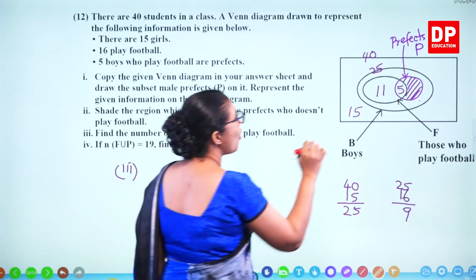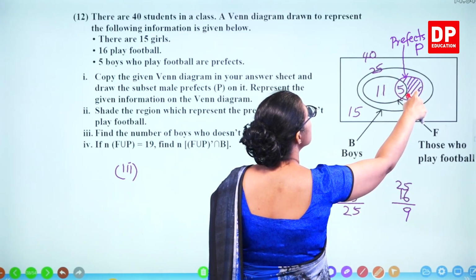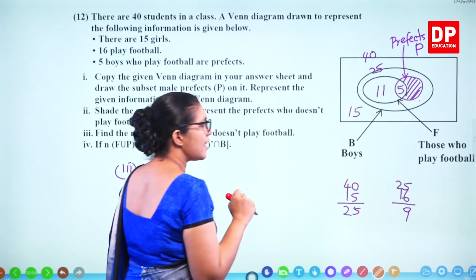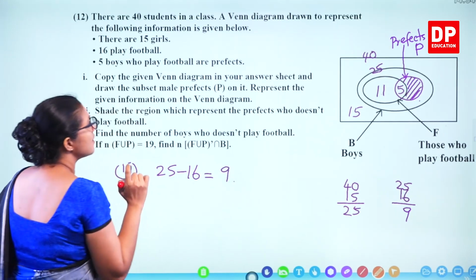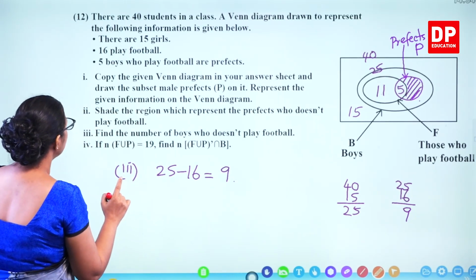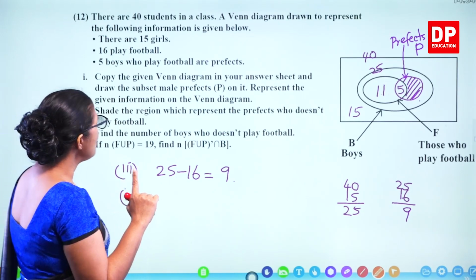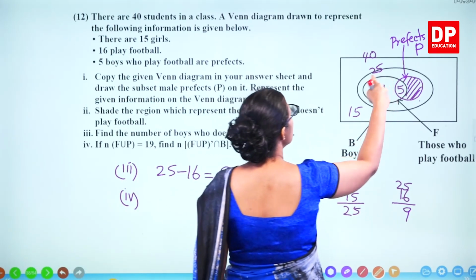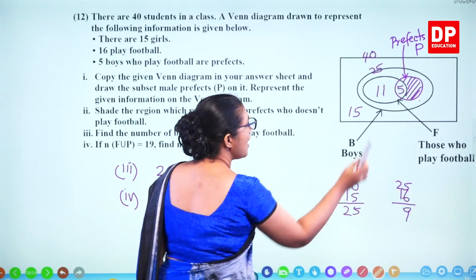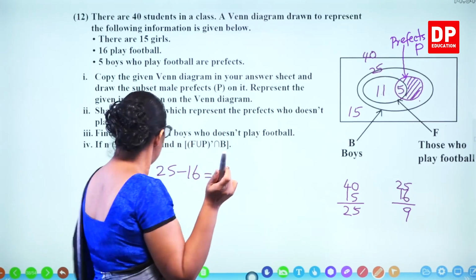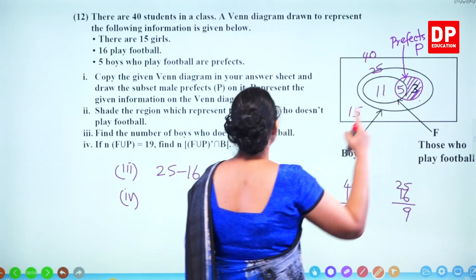Who don't play football. So we need to find out this part. Altogether we found out that's 9. So we can write 25 minus 16, that's 9. Boys who don't play football. And the fourth part, if n of F union P, where F is football, this one, and P is this, the total is 19. Now we can find out easily. This is 11 plus 5, 16. And altogether 19 means this is 3. If this is 3, this union is 19.